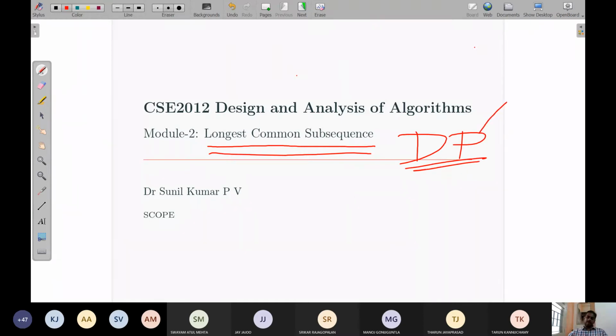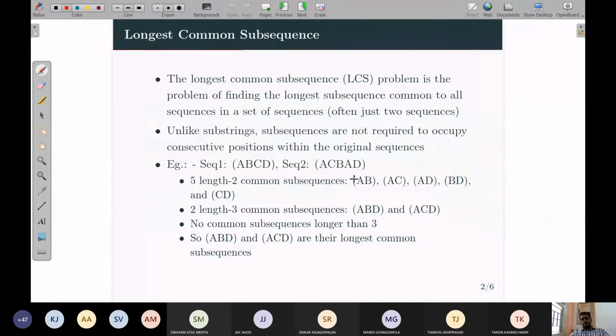In dynamic programming, what does programming mean? Programming means tabulation. So we need to draw some tables. So this is all about tabulation. You need to draw some tables. That is known as programming, not the coding that we do. Okay, tabulation. So here you can see the longest common subsequence.